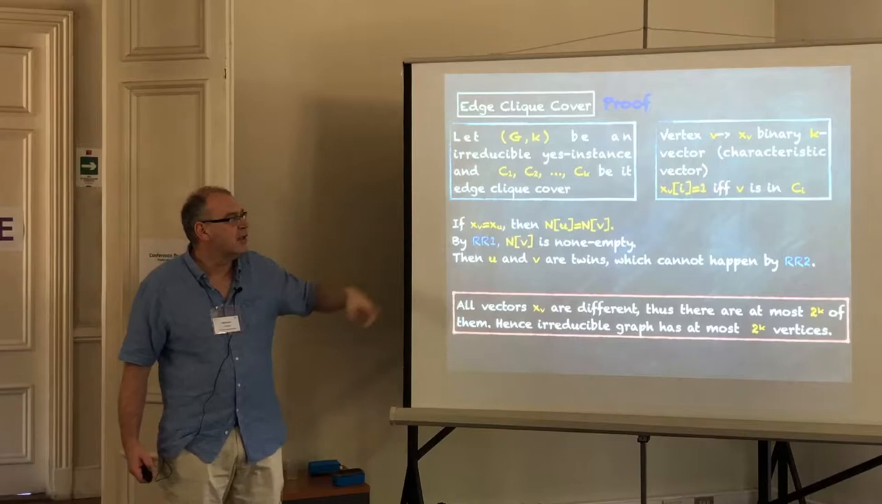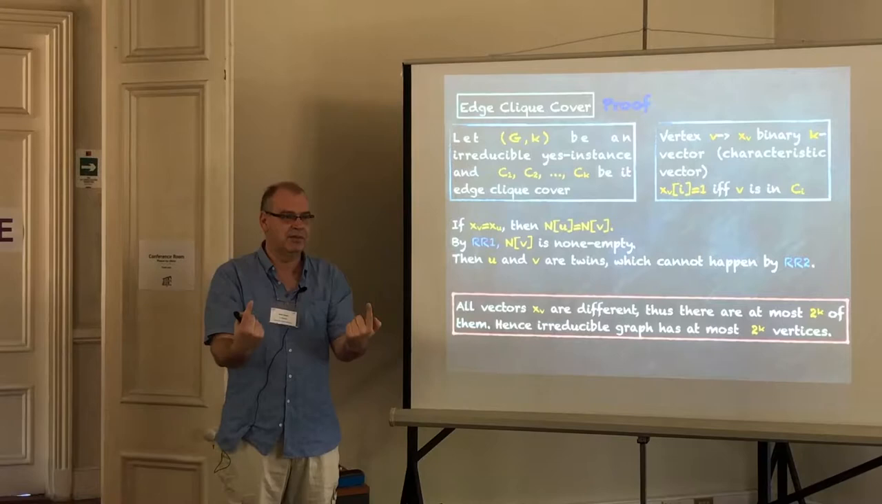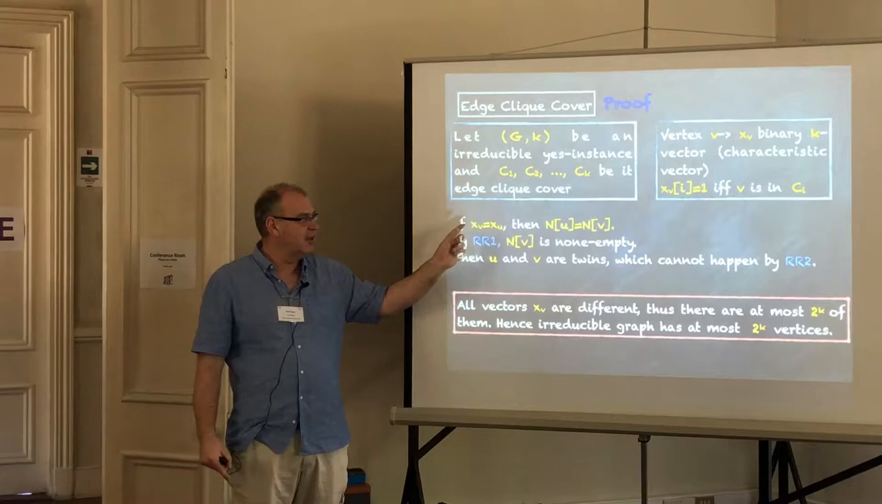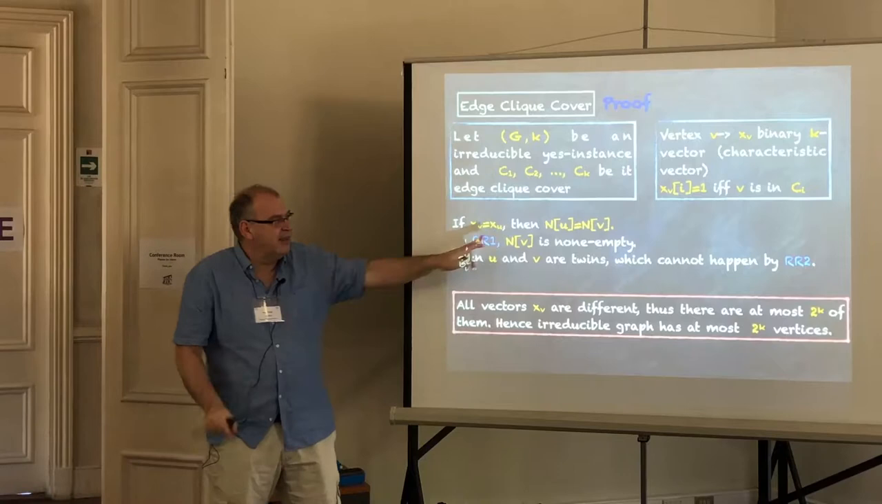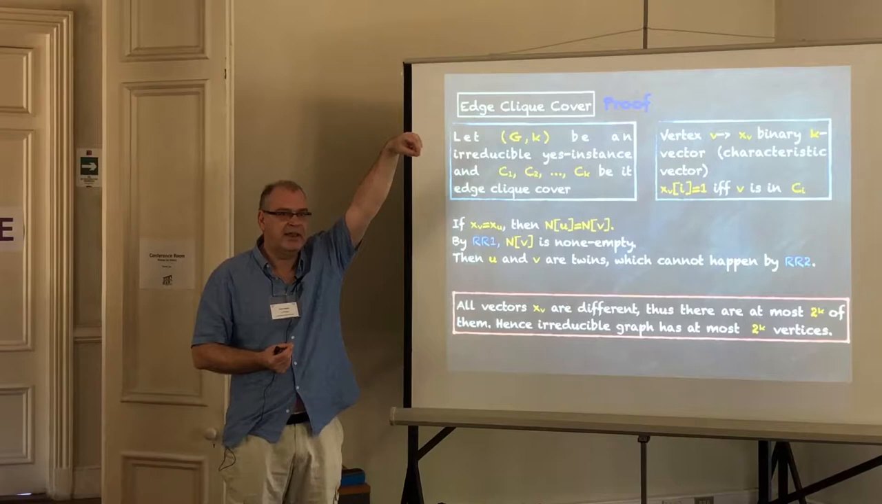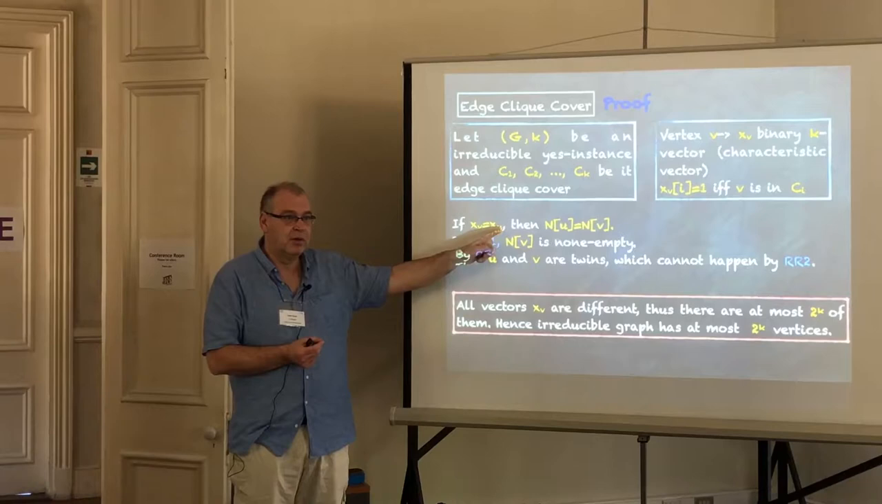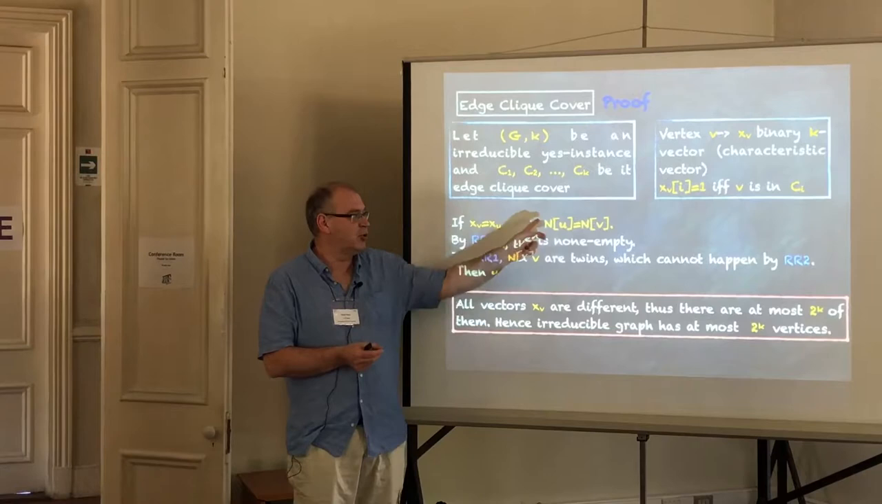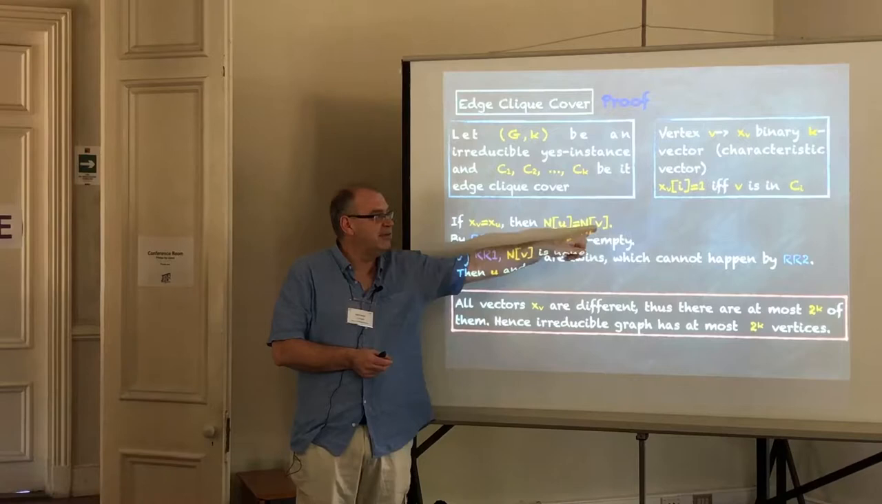Okay, so what does it mean that two characteristic vectors of two vertices are equal? I claim that their neighborhoods are the same. I take the vertex v, and I take any vertex w, and I claim that w is adjacent to v if and only if it's adjacent to u. Why? Well, if this vertex is adjacent to v, it should be contained in some clique, so the coordinate corresponding to this clique should be one. But because the vectors are the same, this vertex also should be adjacent to u. Right?